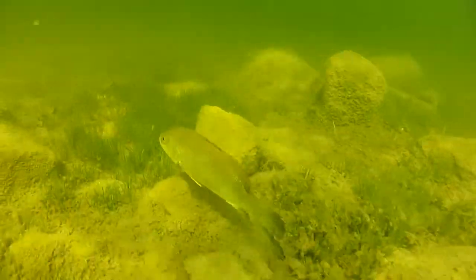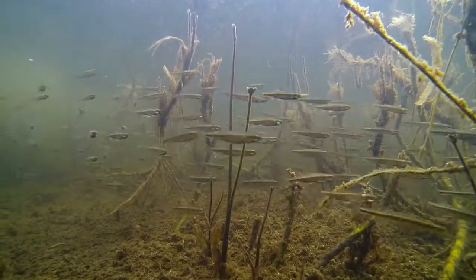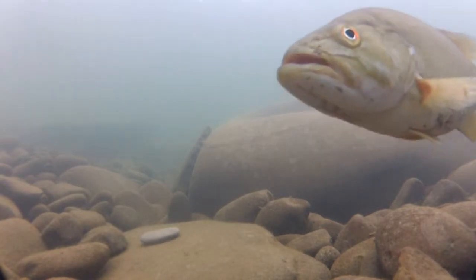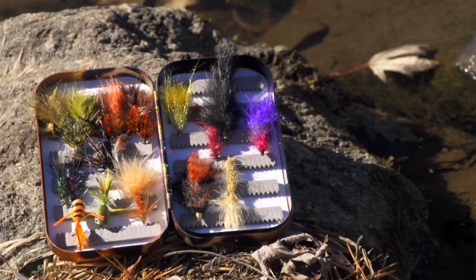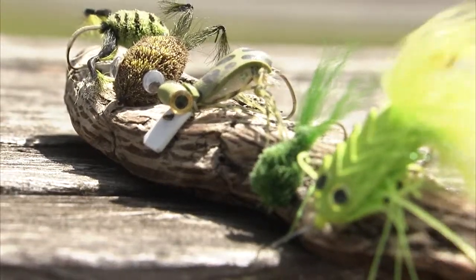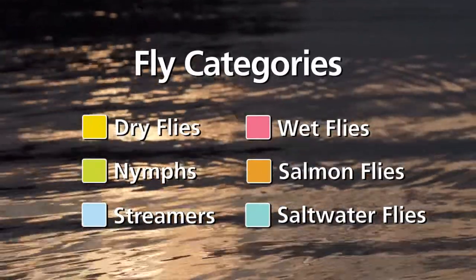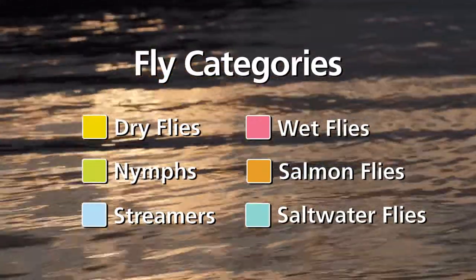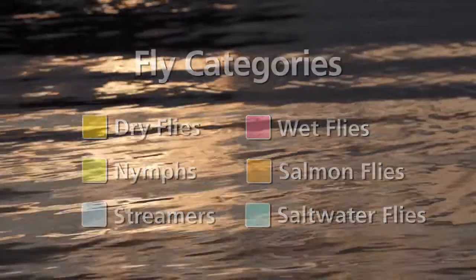All fish eat a variety of food from small minnows to insects. The challenge for fly fishers is to figure out what the fish are eating and then try and match it with a fly. Fly choice can be completely overwhelming with thousands of options on the menu. So to get started, let's keep it simple and look at 6 basic categories. Here's what you need to know.